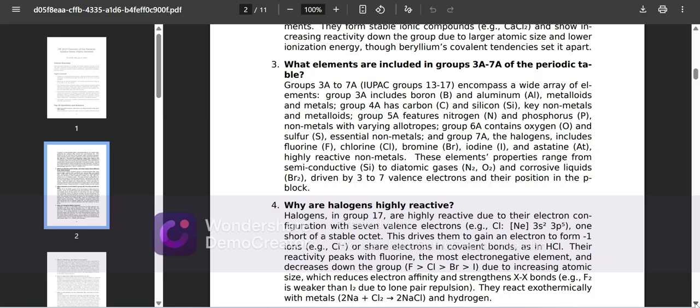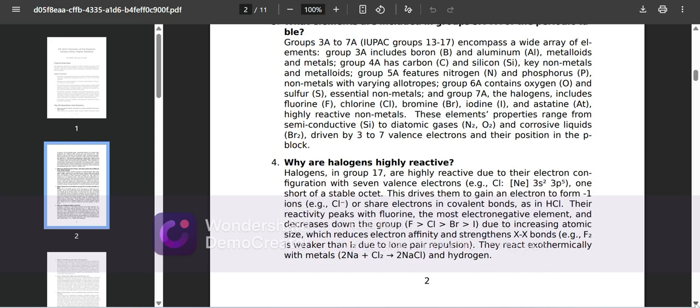Group 7A, the halogens, includes fluorine, chlorine, bromine, iodine, and astatine. Highly reactive non-metals. These elements' properties range from semiconductive silicon to diatomic gases, nitrogen, oxygen, and corrosive liquids, Br2, driven by 3 to 7 valence electrons and their position in the p block.